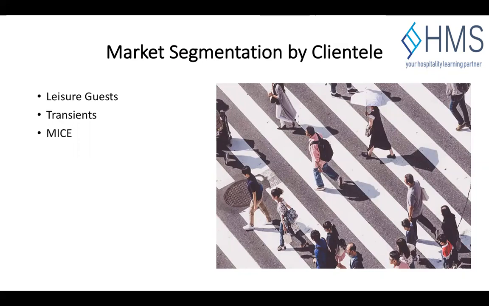Now, MICE, again, meetings, incentives, conventions, and exhibitions. Say, we may have an Apple conference, the launch of a new iPhone, a new variant. They can book a banquet hall and they can have conventions there, then exhibitions as well, then incentives, of course.